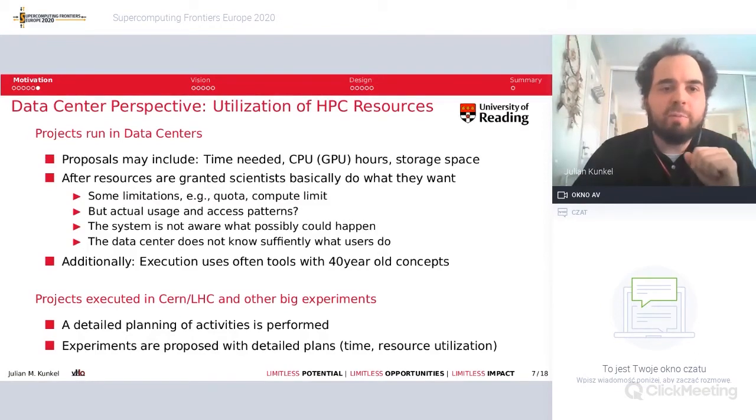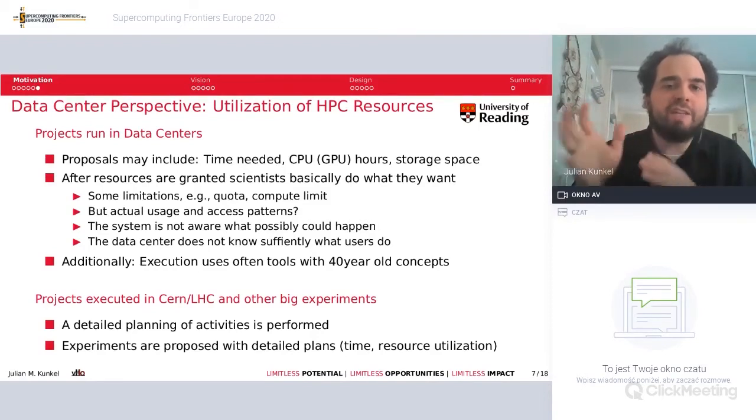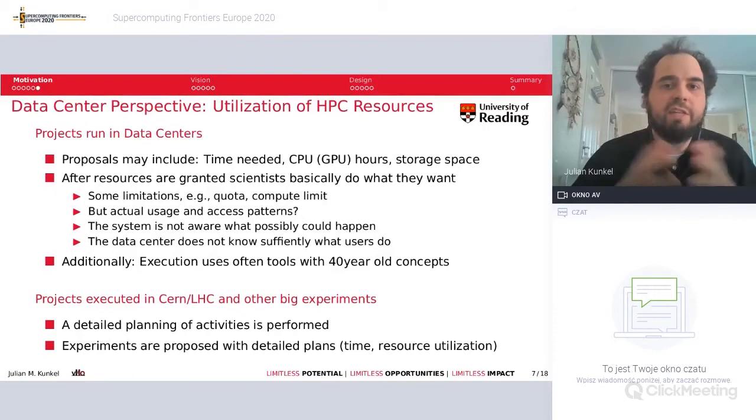And there are some limitations imposed, right? Compute limits you still have, and quota. But from the perspective of a data center, we don't know what's going on in terms of workflow, what's really going on, and what the intention of the scientists may be. And that is often a problem when it comes to procurements, right? Because then the data center needs to really find the representative applications and make sure that they are included in benchmarks.